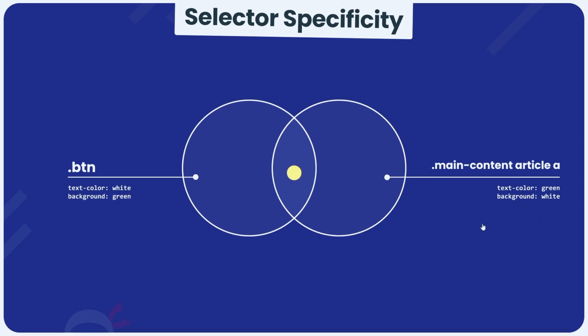So the browser needs to make a decision now about how to style this anchor tag, whether to use the .btn class styles or the article anchor tag styles within the main content. And it does this by trying to figure out which of these selectors is more specific. In this case, it determines the article anchor tag within the main content to be more specific, and it uses this selector to style it. But how exactly did it determine which one was more specific?